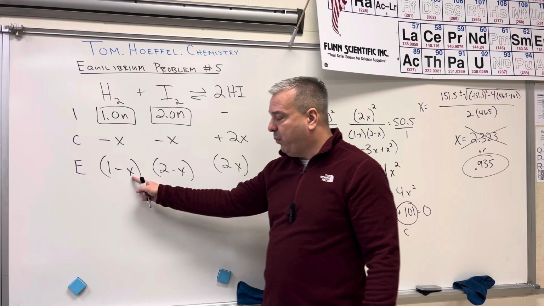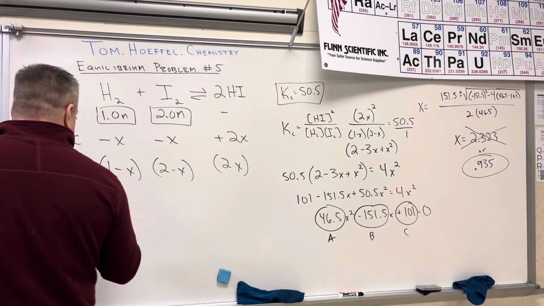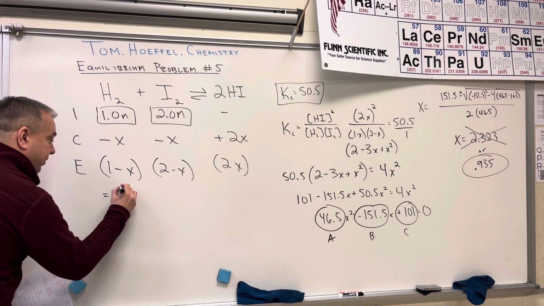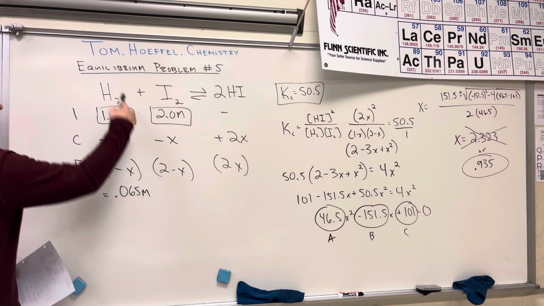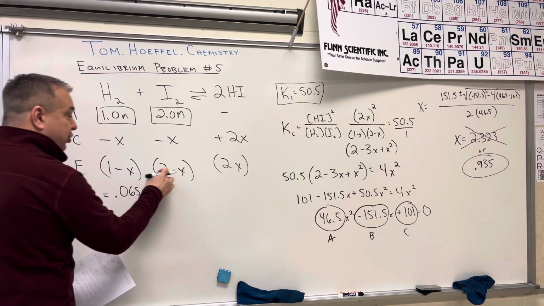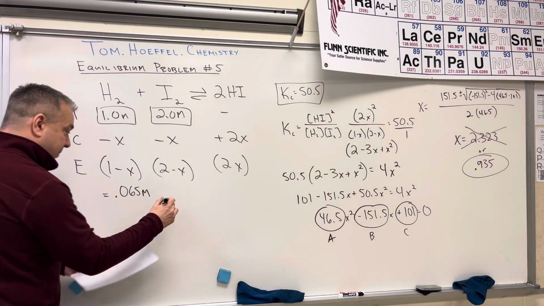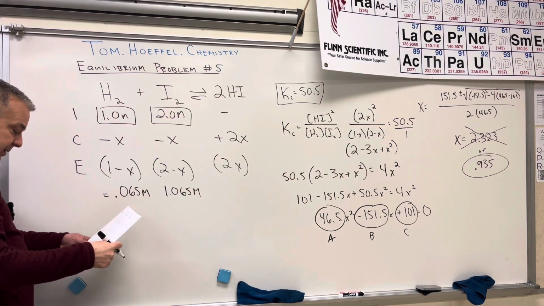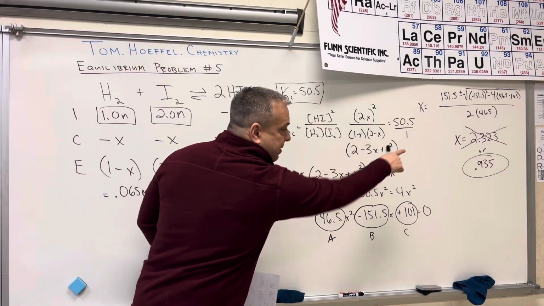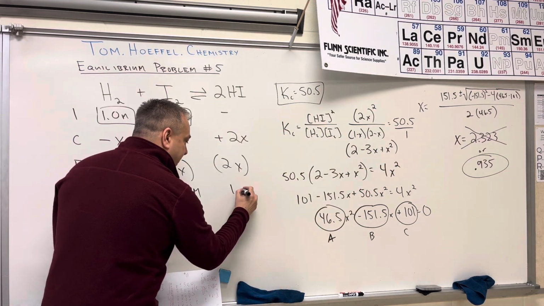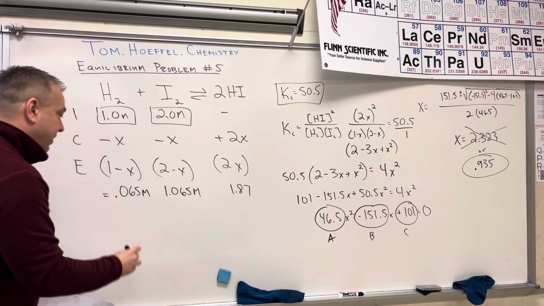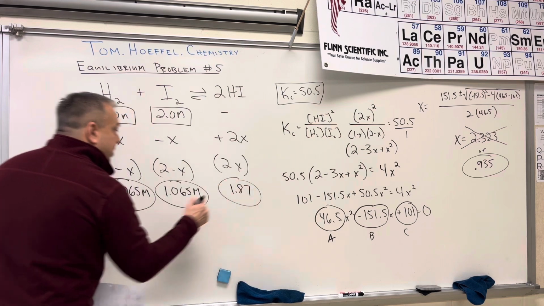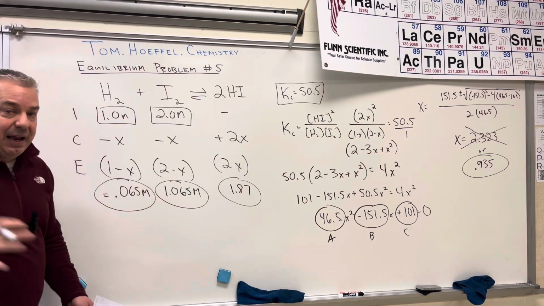And if I plug in 0.935 right here, this value comes out to be equal to 0.065 molarity of H2. Okay, if I do 2 minus that number, it's going to become 1.065 molarity of the I2. And if I do 2 times the 0.935 number, I get a value of 1.87. So these are the equilibrium concentrations for H2, I2, and HI respectively.